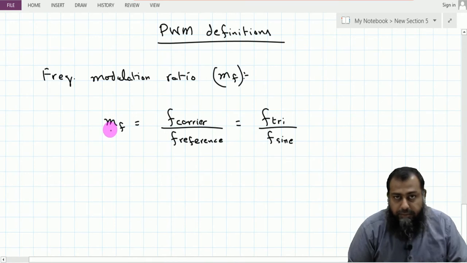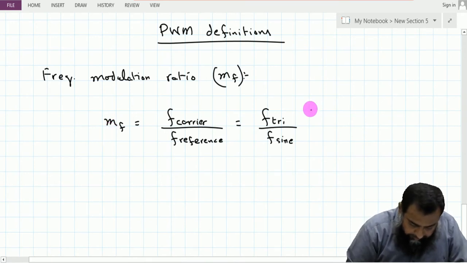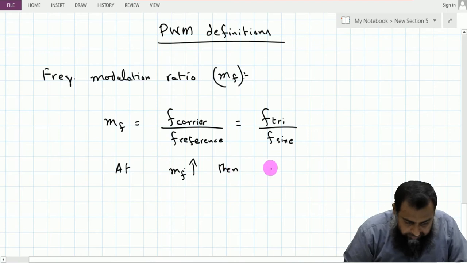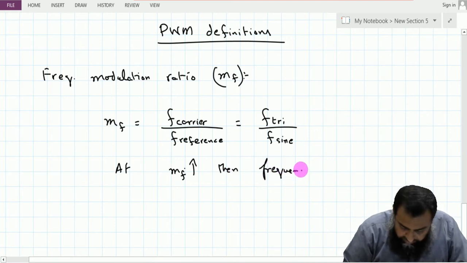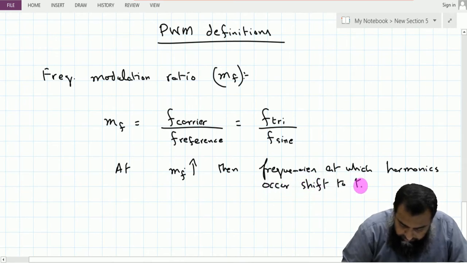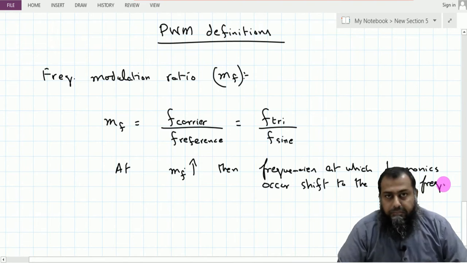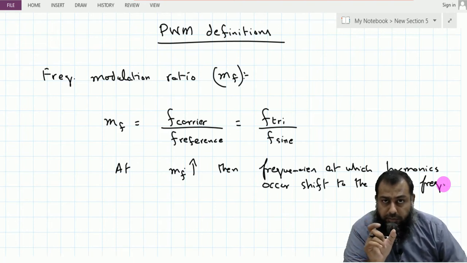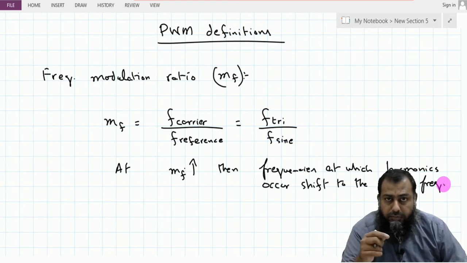Now, if this MF is increased, if this MF is higher, then the frequencies at which harmonics occur shift to the higher frequencies, right? So we have this MF available. If we increase the MF, then the frequency spectrum shifts towards the higher frequencies. If we lower this MF, then the frequency spectrum shifts towards the lower frequencies. So this is a very important design constraint for the designing of the PWM inverter.